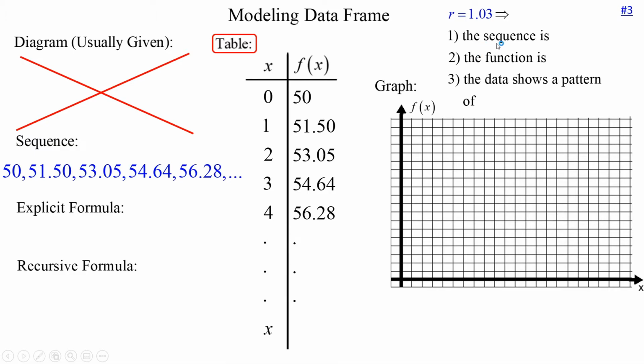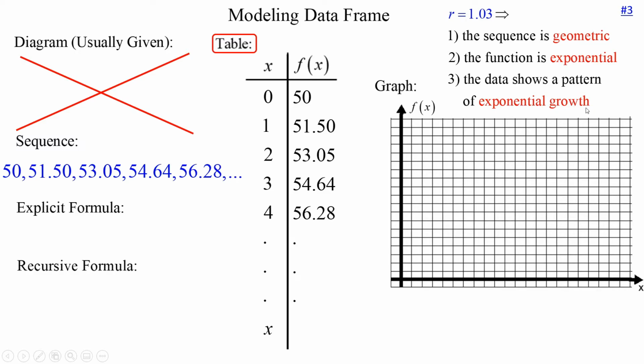So if I have a common ratio, the sequence is geometric. A geometric sequence leads to an exponential function. So the data shows a pattern of exponential what? Now, I want you to think about this. The common ratio is a number bigger than 1. That means my money is growing, so I'm going to have exponential growth.